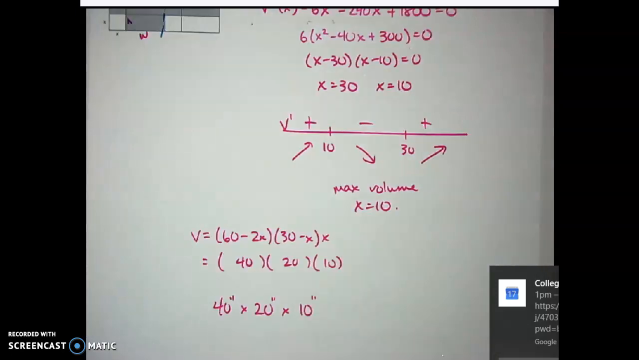And just to finish it up, the total volume of my box would be 40 by 20 by 10 for a maximum volume. Please come to class if you have any questions. These can be tough questions to do.